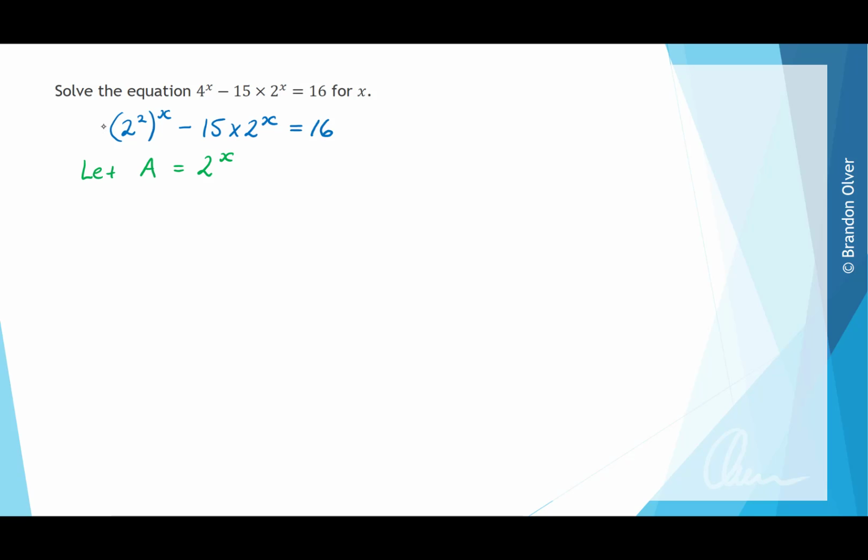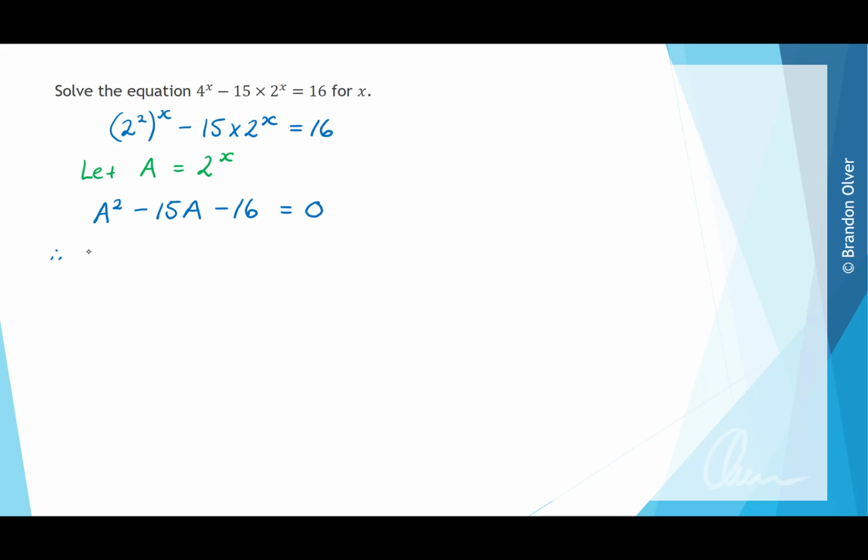And that means we can rewrite this. So that means that 2 to the power of 2x is now the same as a squared. Then we have minus 15 times a, and we can write it as minus 16 equals 0. So the general way that we solve quadratics is to factorize them and use the null factor law.